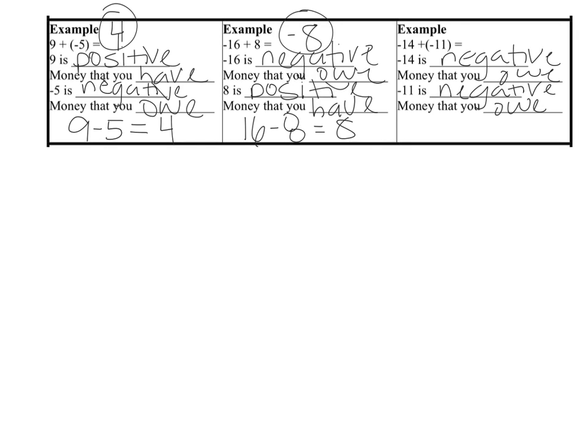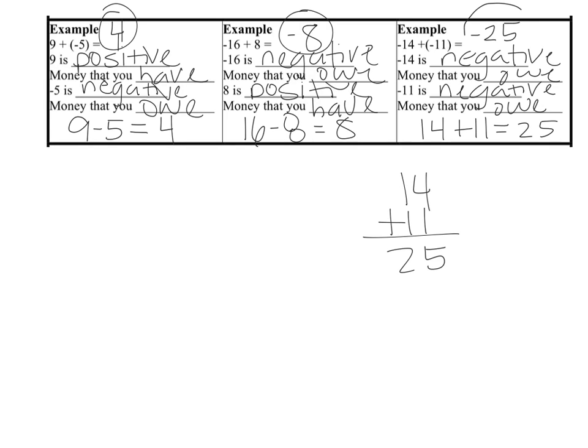Because you owed me 14 maybe one day, and now you're owing me 11 another day, so all together, how much would that be? So 14 that you owed me, plus 11 that you also owed me. So 14 plus 11, that's $25 that you owe me. And since you owe me that money, it's going to be a negative. So you're negative $25. So all together, you're going to owe me $25.